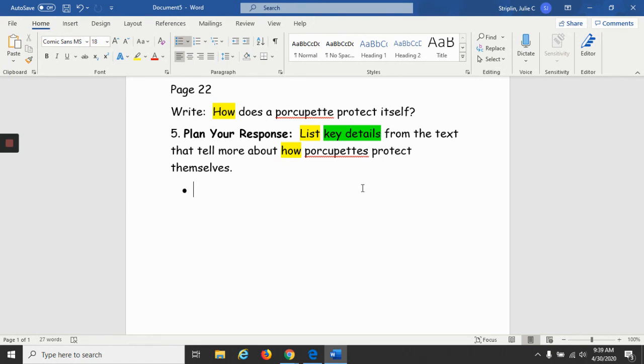And then when you are looking for key details, you're only looking for the information that answers the question. So if it's not answering how a porcupine protects itself, don't write it down because that's not important. It only wants you to list the ways that a baby porcupine protects itself.